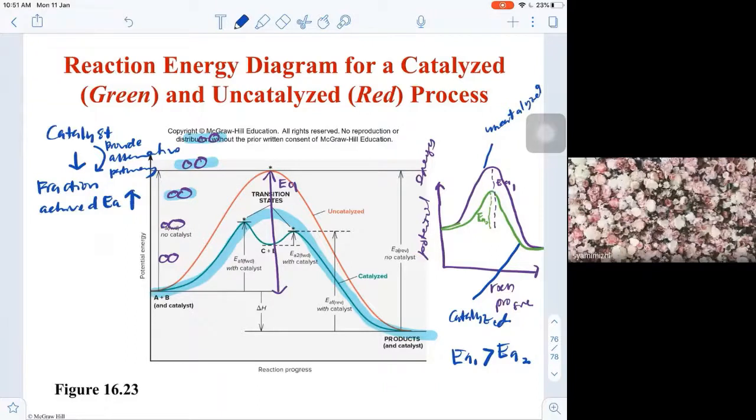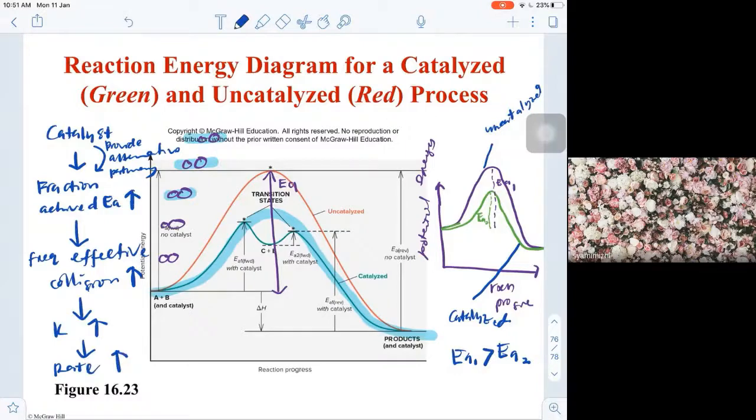When the fraction that achieves activation energy increases, the frequency of effective collisions will increase. And then the rate constant will increase, and the rate will increase. So this is the effect.